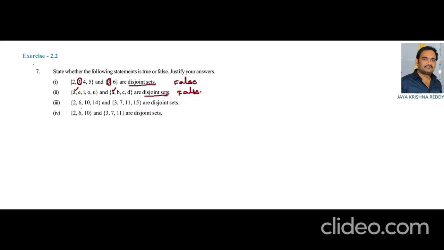And the third one, two sets with elements 2, 6, 10, 14 and 3, 7, 11, 15. These two are disjoint sets. Yes, they don't have any common element. So this statement is true. And the fourth one, 2, 6, 10 and 3, 7, 11 are disjoint sets. This statement is also true because they do not have any common element.